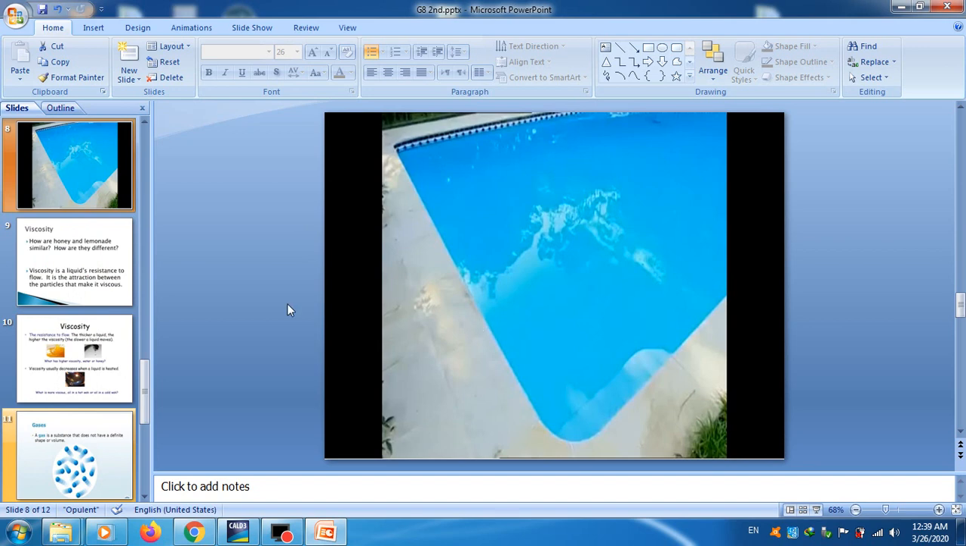That's what happens when you break surface tension. Yes, break the surface tension so they will mix together. So again, return back.